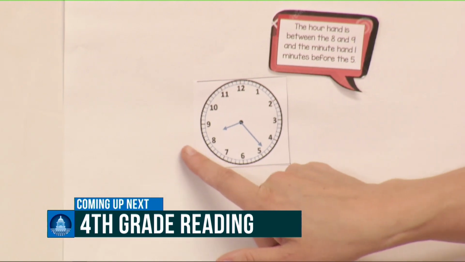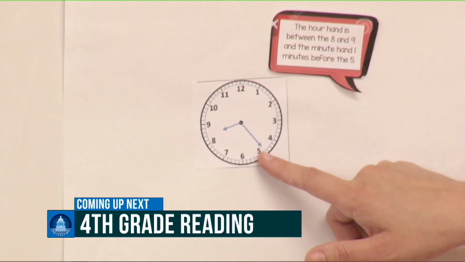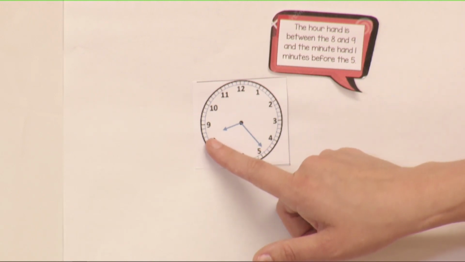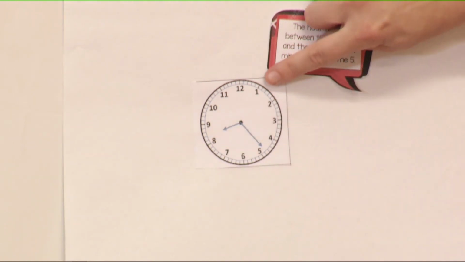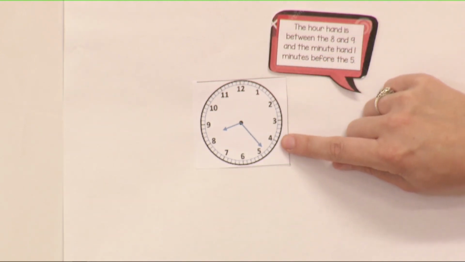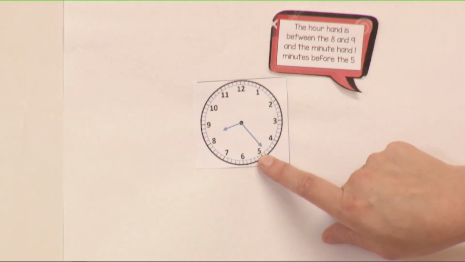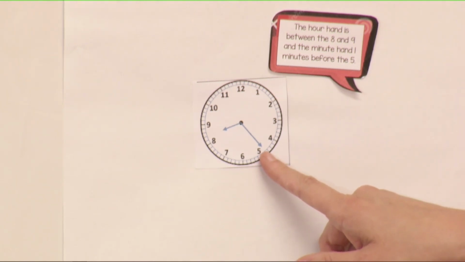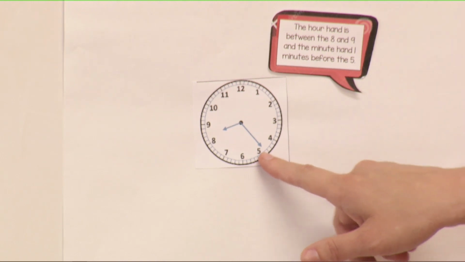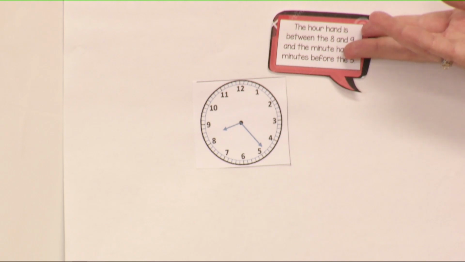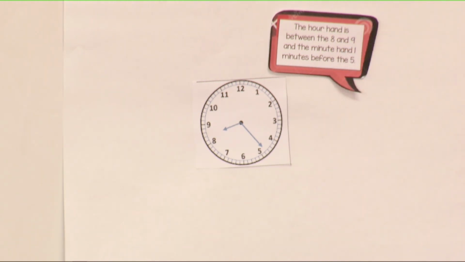Well, if our hour hand's between the 8 and the 9, and our minute hand is just before the 5, then our hour is 8, and our minutes are 5, 10, 15, 20. Let's go ahead and go to 25 because it's just 1 in front of it. And what is 1 before 25, or 25 minus 1? 24. So the time on this clock is 8:24, and the information that I gave you to find that was your hour hand was between the 8 and the 9, and your minute hand was 1 before the 5. All right, let's do another one.